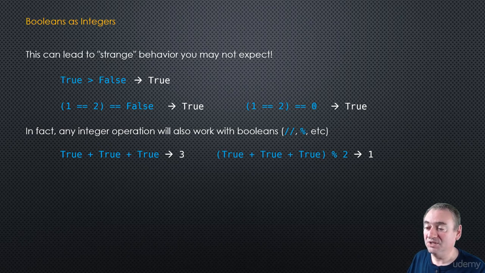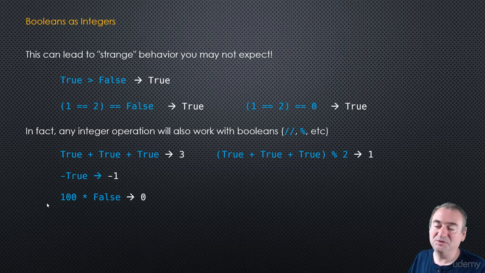You could also do this, true plus true plus true, in parentheses, mod 2. Well, that's going to be 3 mod 2, which is going to be 1. You can also write minus true, negative true, which is just negative 1, right? So you can write these kinds of weird things, 100 times false. Well, false is 0, so 100 times 0 will return 0, right? So you can do all these kinds of weird things.